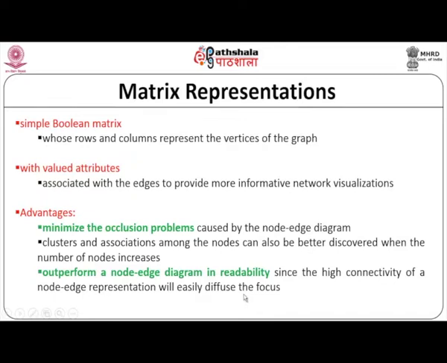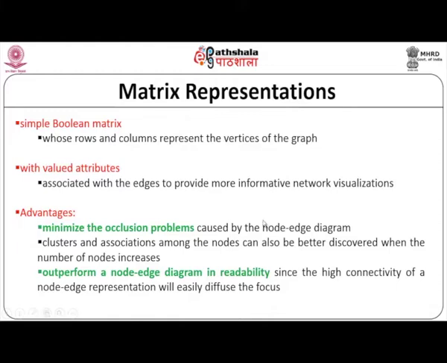Apart from node edge diagrams and tree layouts, we have matrix representations, which are useful for visualizing social network data. The simplest form of matrix is a simple Boolean matrix, where rows and columns represent the vertices of a given graph. Sometimes the values inside the matrix can highlight an important context related to the given nodes. So, values can also be associated with edges to provide more information about the networks, and accordingly the visualization of the given network may be improvised.